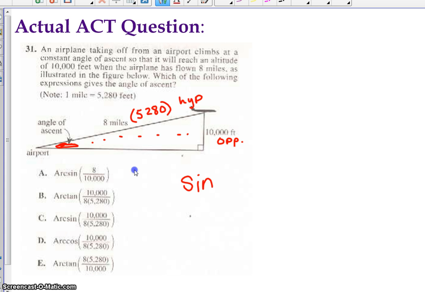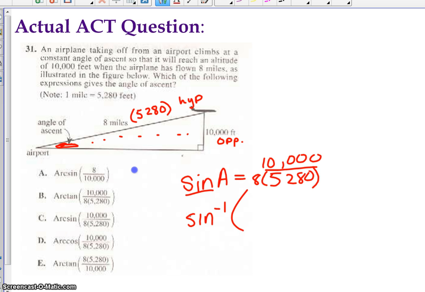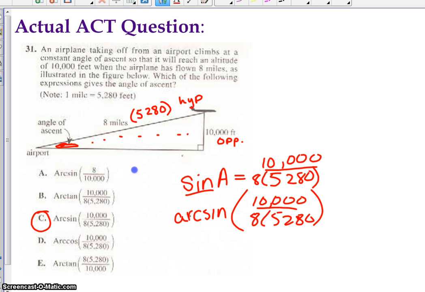All right, so we know that the sine of the angle we are talking about would equal the opposite side, 10,000, divided by the hypotenuse, 5,280 times 8. Well, how do we find the angle? Usually we write sine inverse, and then we put 10,000 over 8 times 5,280. They don't have sine inverse, but they have what we found is the exact same thing, arcsine. Knowing all of that tells us the answer there is C.